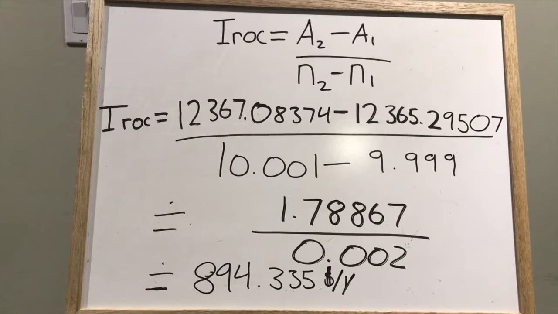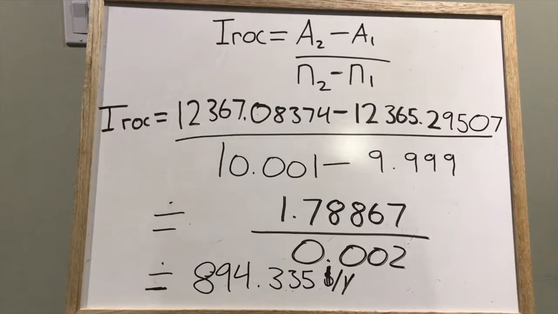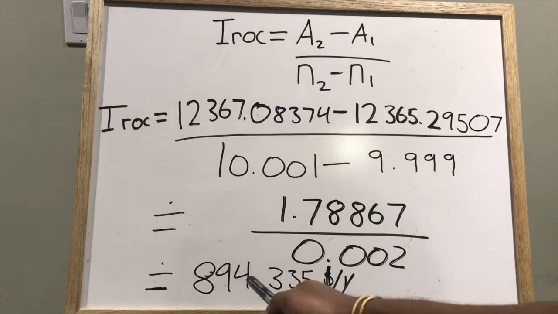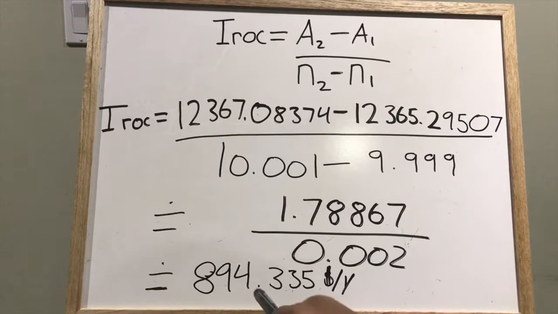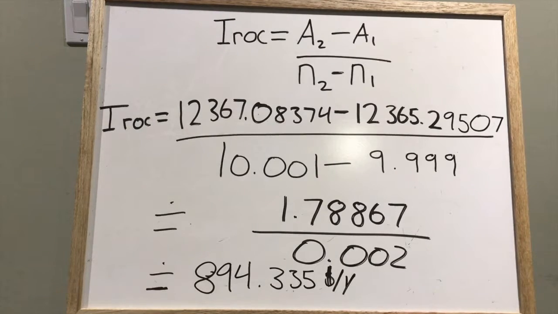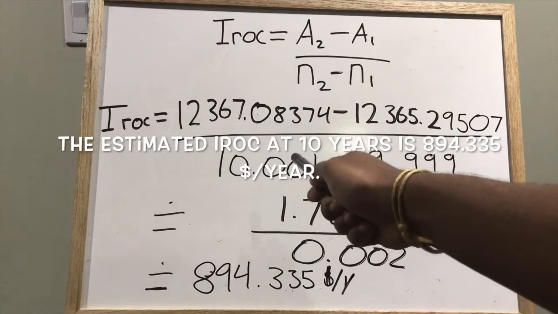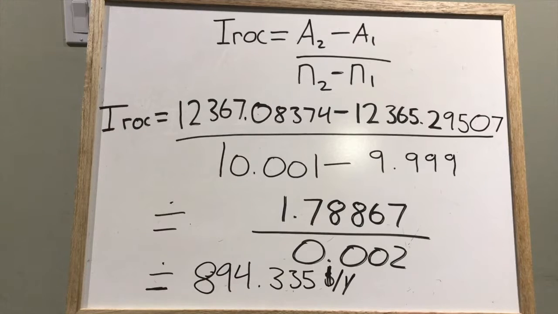M equals y2 minus y1 over x2 minus x1, or in this case, IROC equals a2 minus a1 over n2 minus n1. After substituting all the appropriate values, you are given a final answer of 894.335, which essentially means that at the x value of 10 years, this function is growing at $894.335 per year. And it's important to note that this is an estimation, based around the fact that we use 10.001 and 9.999 as our two approximate x values.